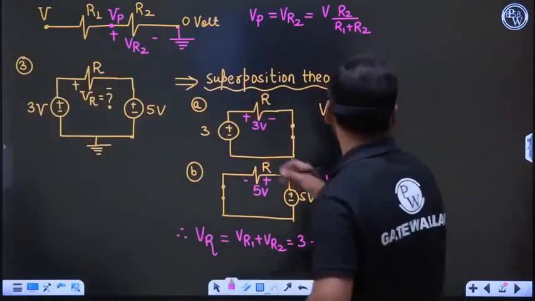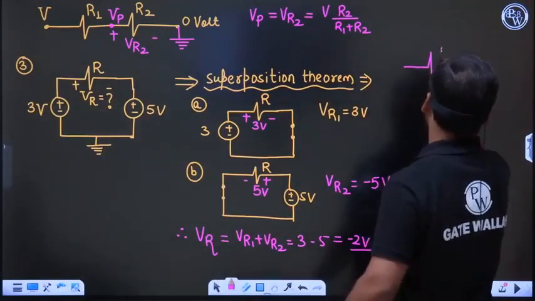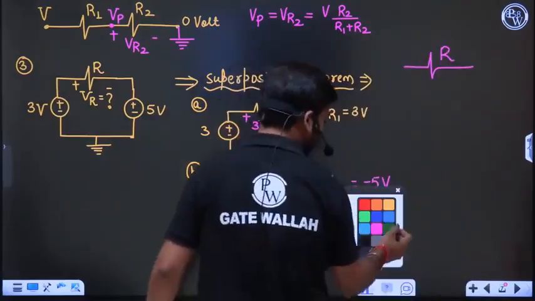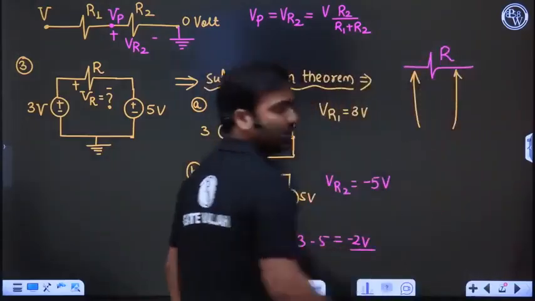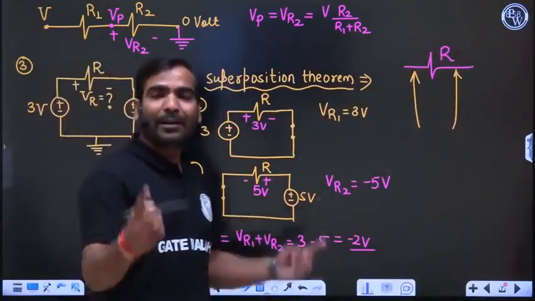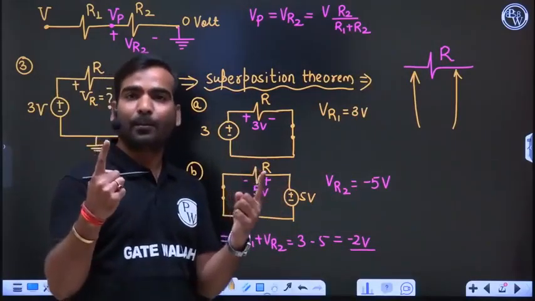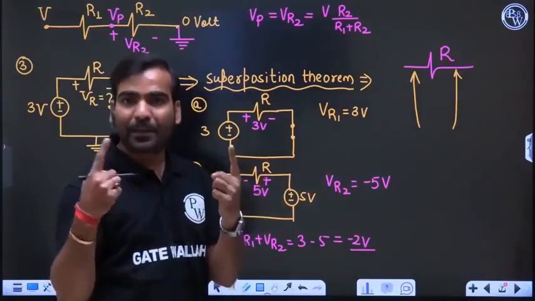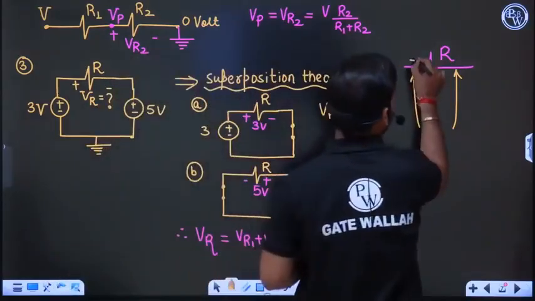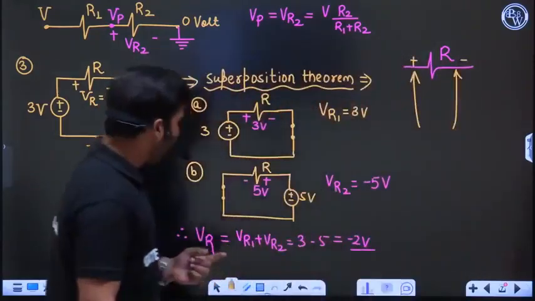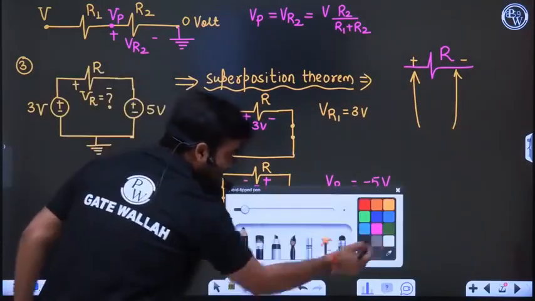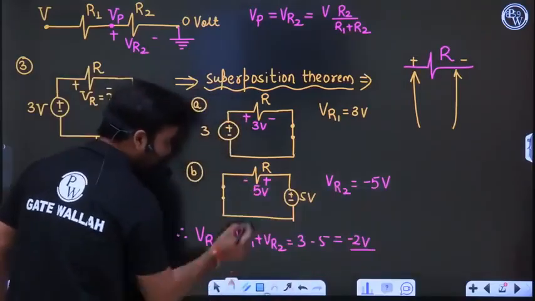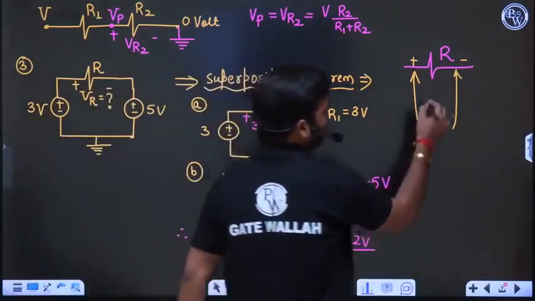Minus sign is because the resistor is there and we are having multimeter pins. Multimeters have two pins. One pin is positive pin, one pin is negative pin. So here positive pin, here negative pin. How is 5 volt coming over here? Now use a different color. Minus 5 volt is coming like right side plus, left side minus.